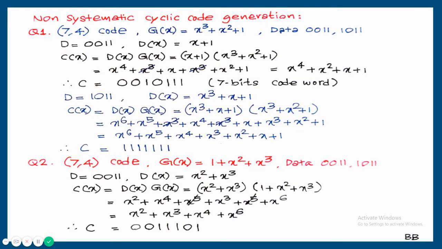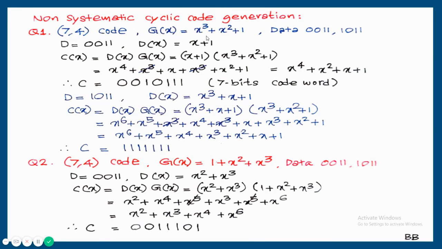Now we'll study how to generate, with some examples, non-systematic and systematic cyclic codes. Non-systematic cyclic code generation. Question number 1. 7,4 code. Generator polynomial is given. G of x is x cube plus x square plus 1.